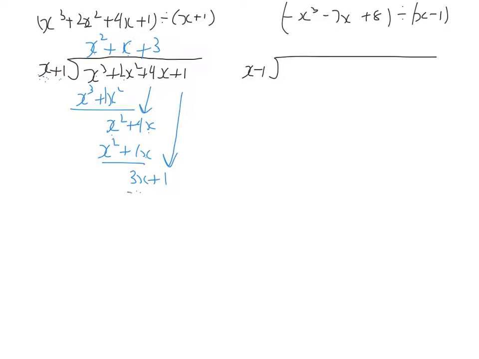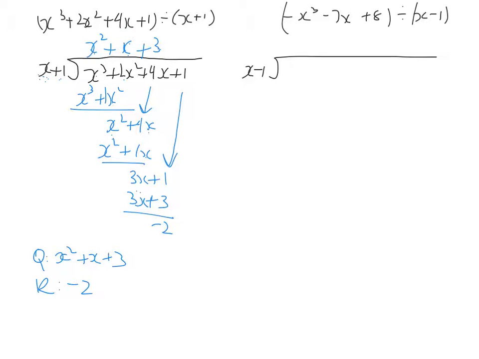3 times x gives us 3x. And 3 times 1 gives us 3. From there we subtract again, and we end up with negative 2. So this tells us that our quotient is x squared plus x plus 3, and our remainder is negative 2. Okay, on to the next one.